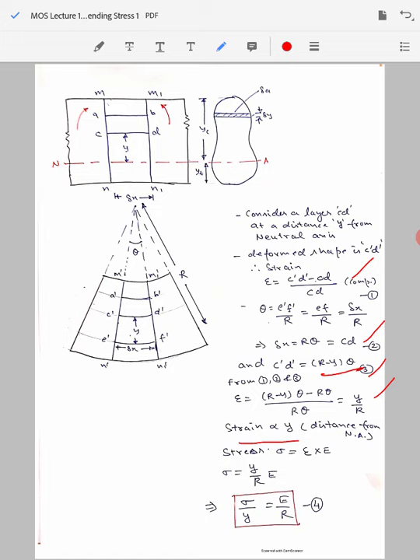So as you move away from the neutral axis, there will be higher strain produced, and as the stress is proportional to strain, the fibers which are farther away from the neutral axis will be subjected to a higher amount of stress.